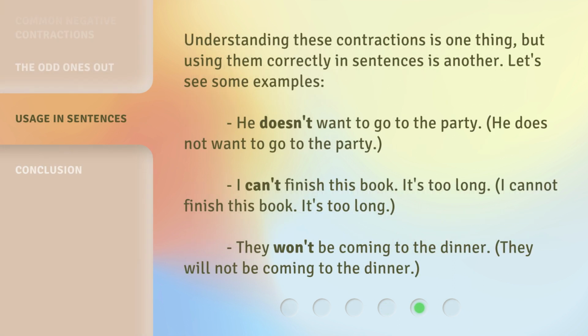Understanding these contractions is one thing, but using them correctly in sentences is another. Let's see some examples. He doesn't want to go to the party. He does not want to go to the party. I can't finish this book. It's too long. I cannot finish this book. It's too long. They won't be coming to the dinner. They will not be coming to the dinner.